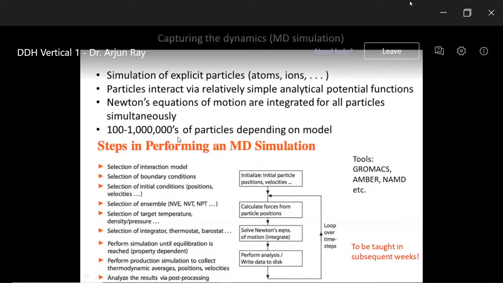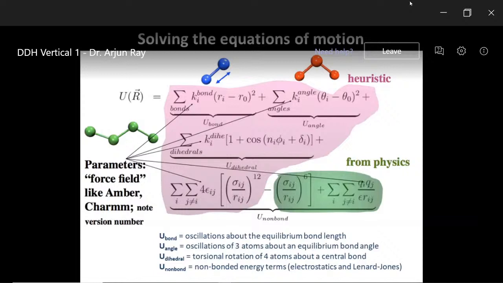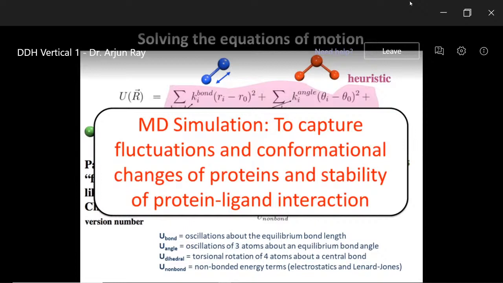The basic steps of the simulation are given here, but I would not go into the deeper details, as it shall be taught in depth to all in the subsequent lectures. The only concept I would like to touch upon is the equations of motion that are incorporated in the simulation. This is what makes molecular dynamics a powerful tool, as it gives a representation very close to reality. So henceforth, MD simulation is used to capture fluctuations and conformational changes of proteins and the stability of protein-ligand interactions.